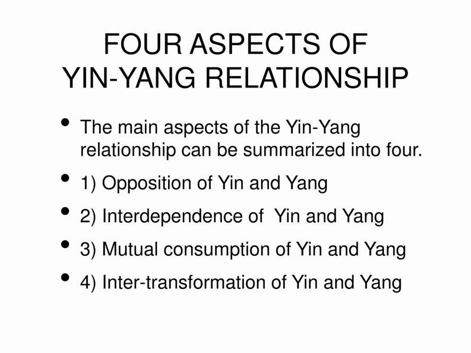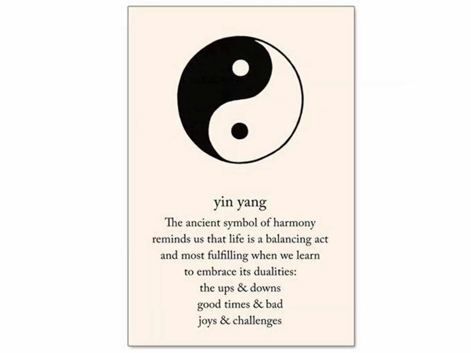The main aspects of the yin-yang relationship can be summarized into 4. Opposition of yin and yang, interdependence of yin and yang, mutual consumption of yin and yang, and intertransformation of yin and yang. All this will be discussed on our next videos. The ancient symbol of harmony reminds us that life is a balancing act and most fulfilling when we learn to embrace its dualities, the ups and downs, good times and bad, joys and challenges.